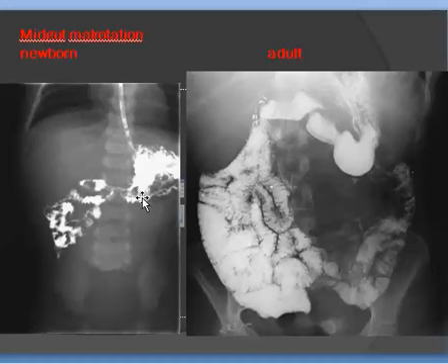Mid-gut malrotation. In a newborn, there is no gas in the middle and lower quadrants, and the main loops are seen on the right side. In adults, this is the appearance of the small intestine on the right side, where the colon is shifted to go to the left side here. Malrotation.